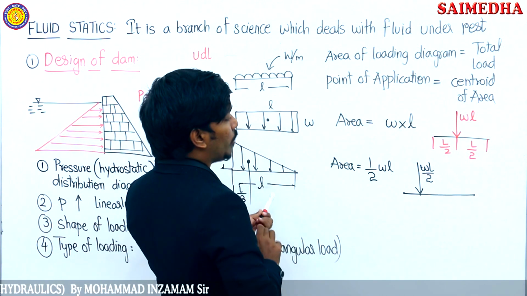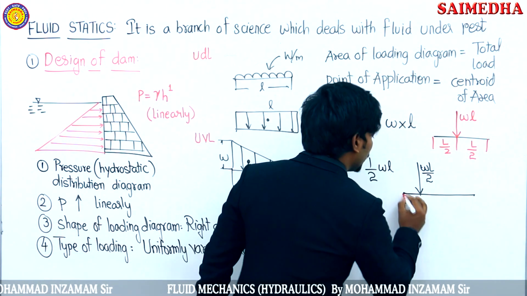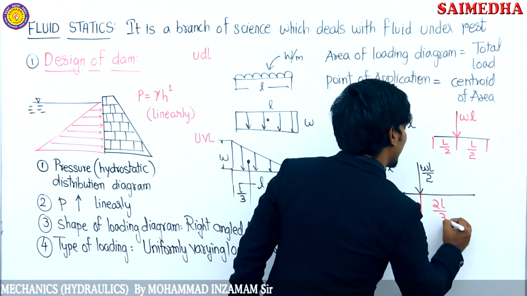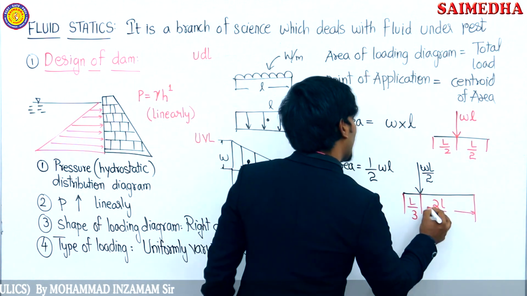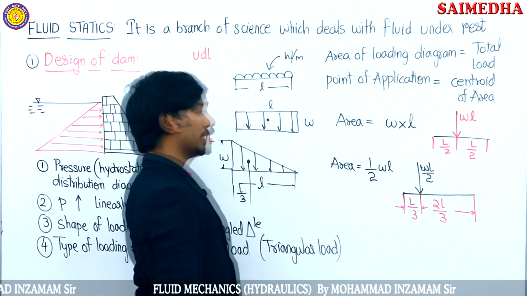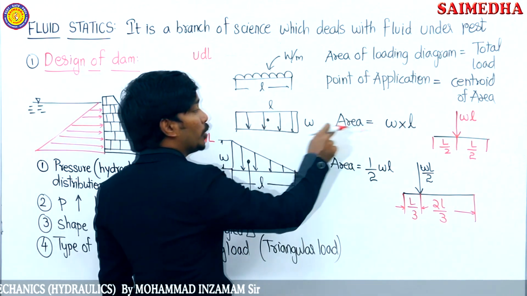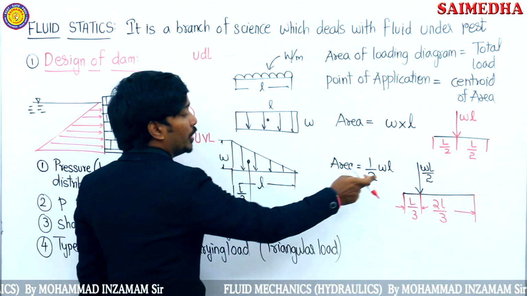Where is this load going to act, guys? It is going to act at the centroid. That is L by 3 from one side, 2L by 3 from the other side. So that's how we have converted the uniformly distributed load into point load, and the uniformly varying load into point load.